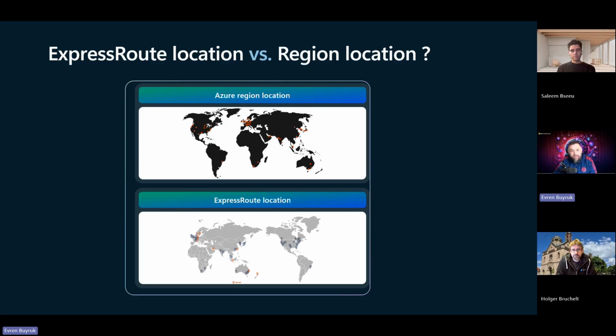There are some terminologies and topics which have been very confusing for customers that go to our websites, or even our competition's websites, to understand common terminologies and technologies, like the Azure region location and ExpressRoute location. Most of the time what we hear from customers is: what is the difference between these two?